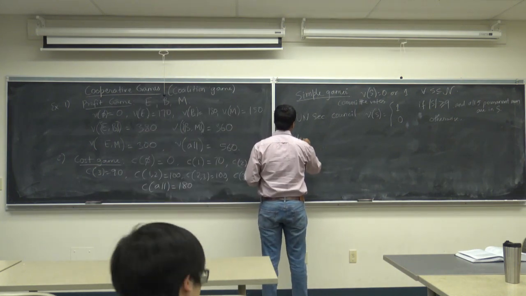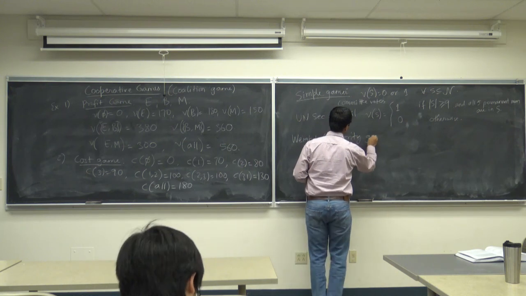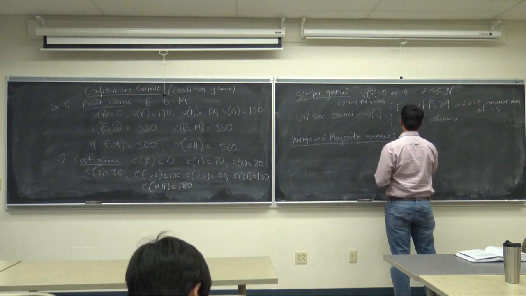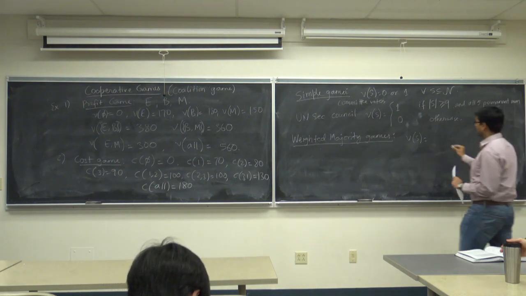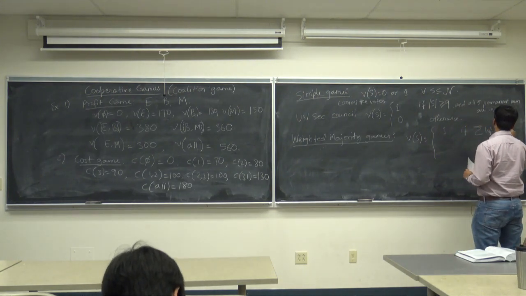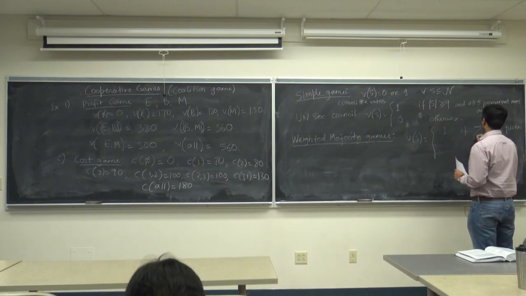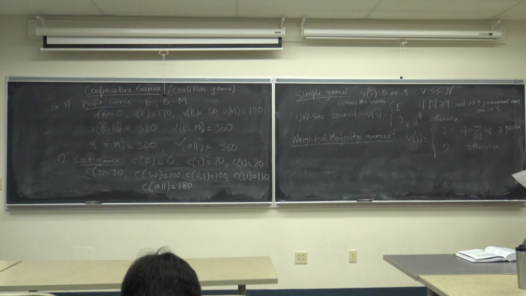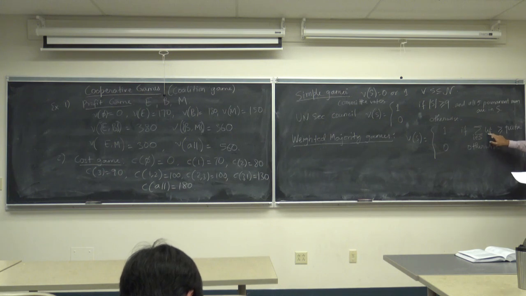Then we have weighted majority games, where each vote has some weight. Okay, so it's equal to 1 if the summation of wi is greater than or equal to some quota q, and 0 otherwise. Okay, so each vote matters. So if person i says yes, then the weight is wi.